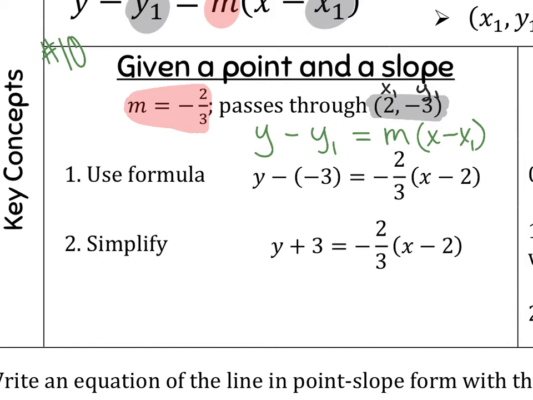What do you notice that they plugged in for M? Isn't that what we already had labeled as M? Okay, great. Look at what they plugged in for X1. Isn't that what we had labeled as X1? And look at what they plugged in for Y1. Isn't that already what we labeled as Y1? Great. We're pretty close to being done.